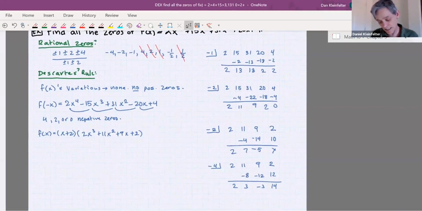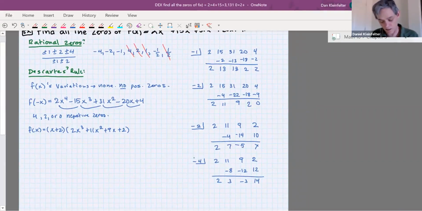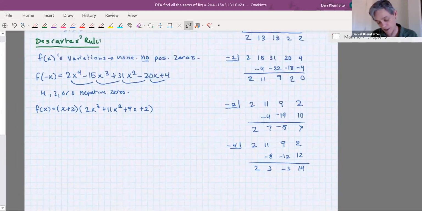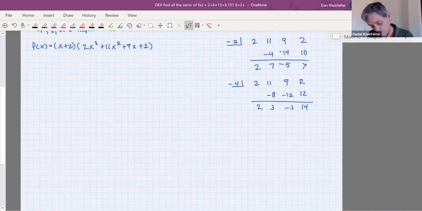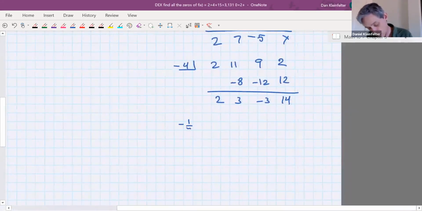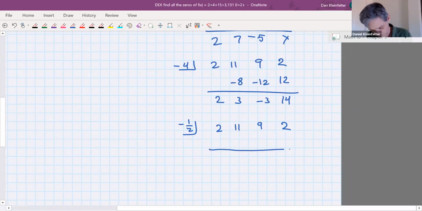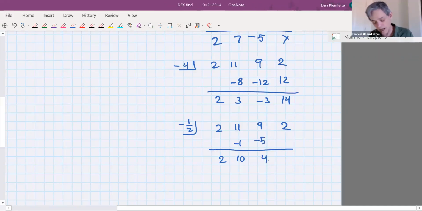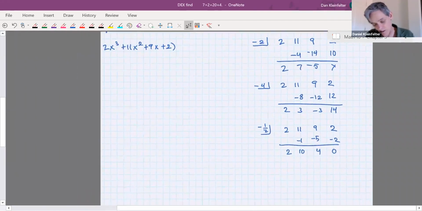All right, so we've seen that negative 2 no longer is 0 and the negative 4 isn't. We haven't checked negative 1/2 though, so let's check negative 1/2 next. And that will be basically our last hope. Okay, negative 1/2 times 2 is negative 1. 11 plus negative 1 is 10. Negative 1/2 times 10 is negative 5. 9 plus negative 5 is 4. Negative 1/2 of 4 is negative 2. And finally, that one will give us a 0 at long last.